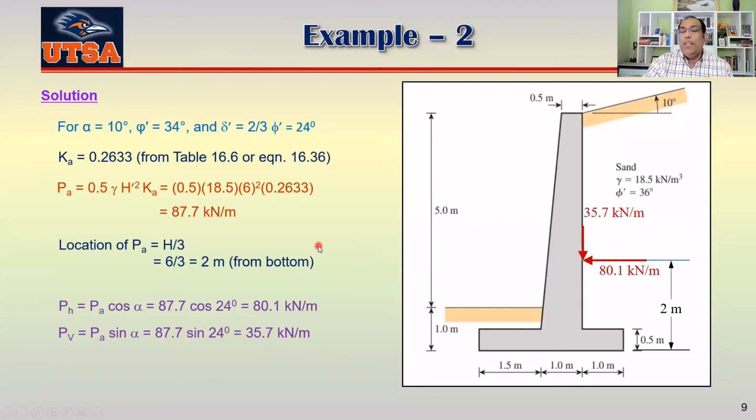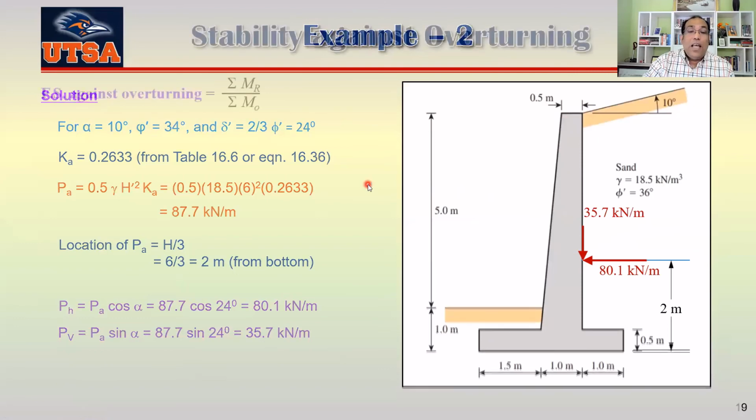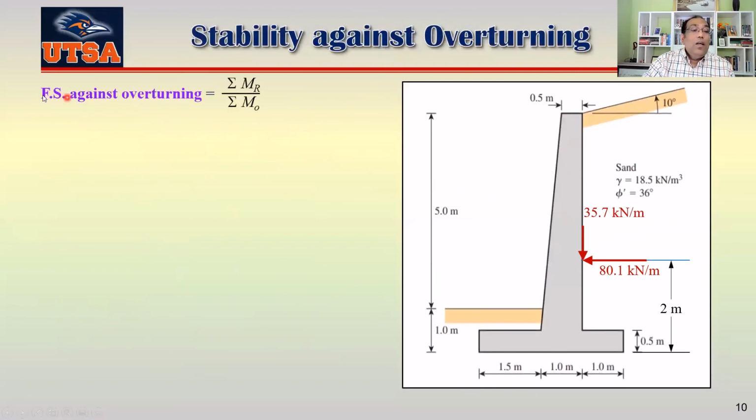Once we know these two components of forces working here, then we can find out what would be your factor of safety against overturning and sliding, right? One thing you can see in Coulomb's method is that the force is directly working on the wall, so there is no section here other than the concrete, okay? So let's move forward and see how we can find out the factor of safety against overturning.